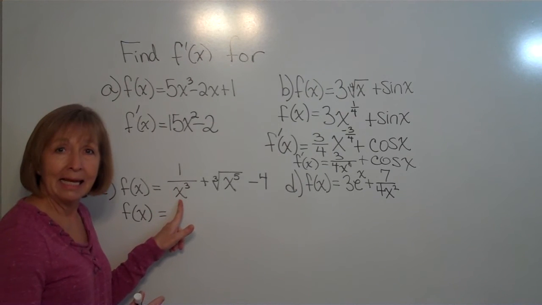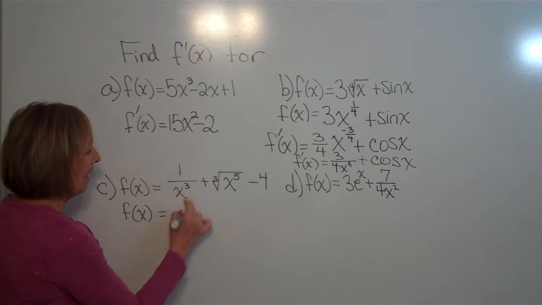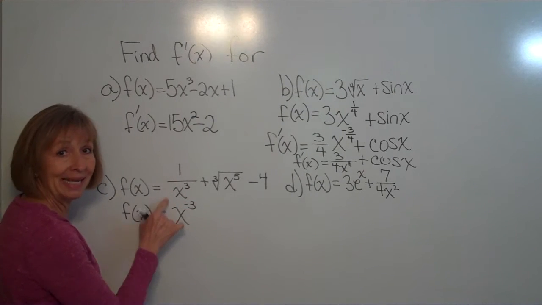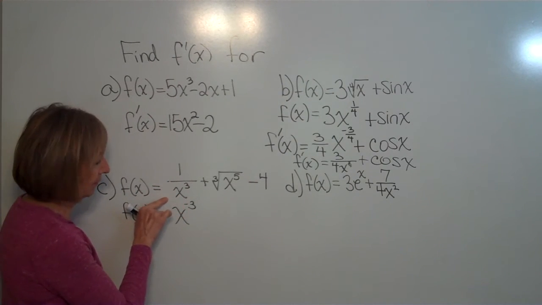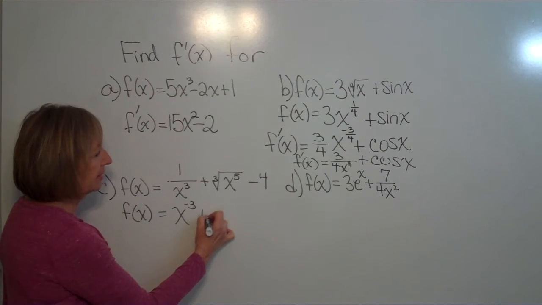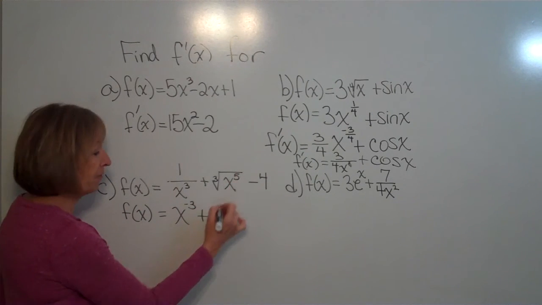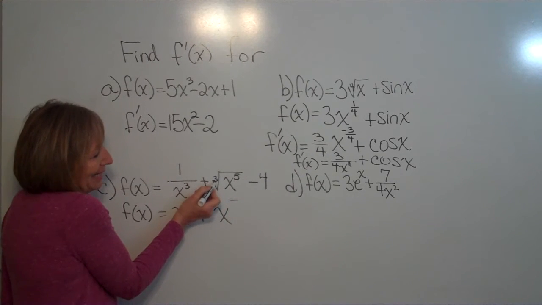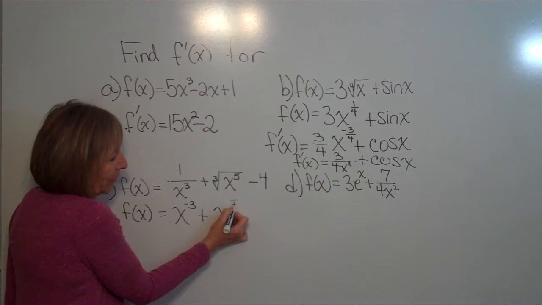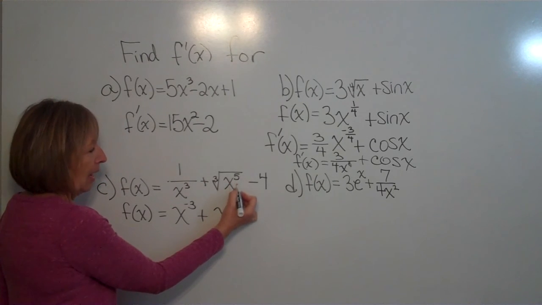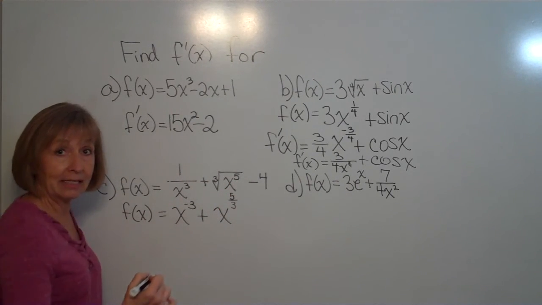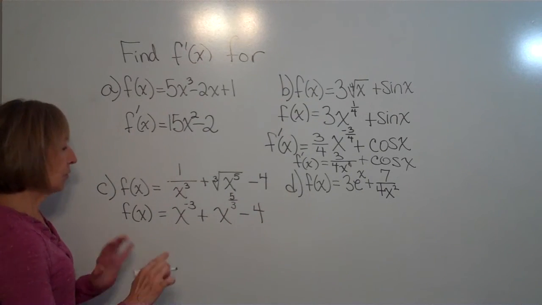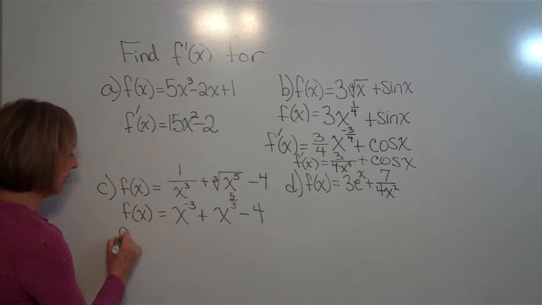So I need to rewrite this 1 over x to the third to the same equivalent expression with different notation that means this. And remember, if I have my x to the negative 3 exponent, that means the same thing as 1 over x to the third. And then plus the cubed root of x to the fifth is x to the fractional exponent. The index is the denominator of the exponent, and the power is the numerator of the exponent. And then I have minus 4. So now we've rewritten it, we're ready to differentiate it.